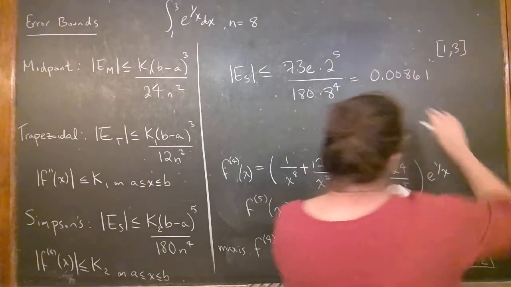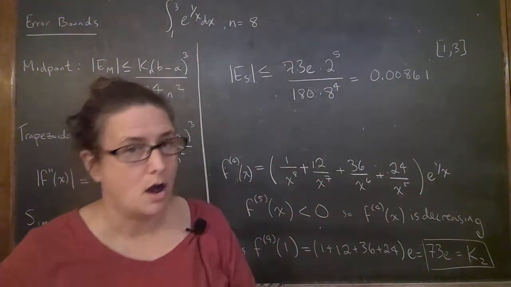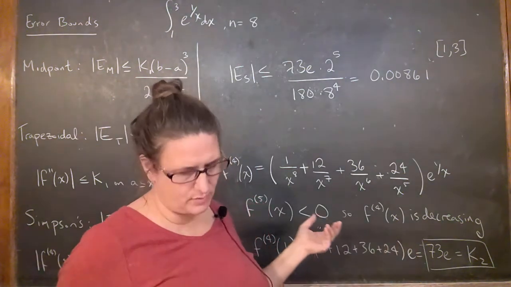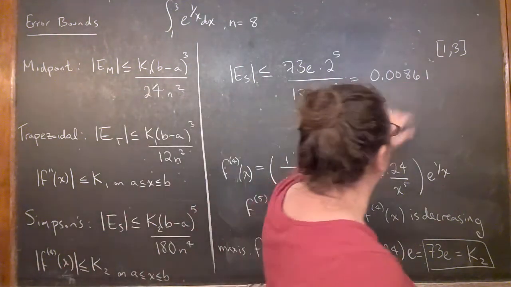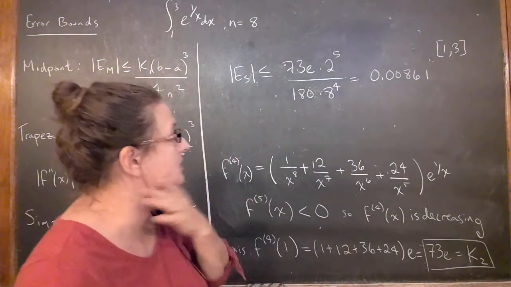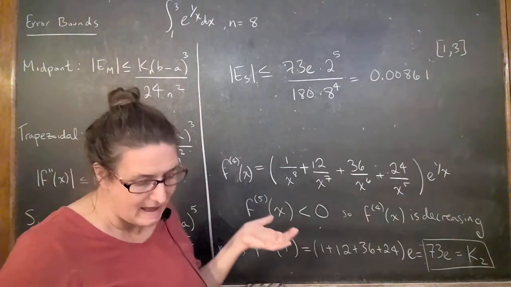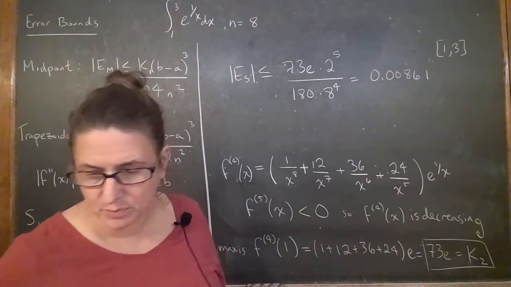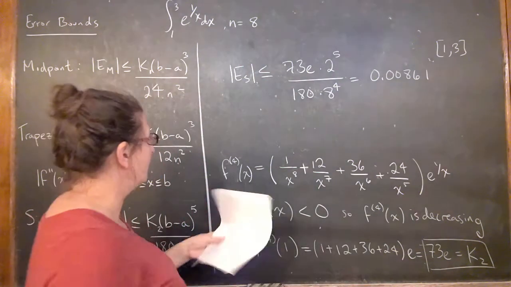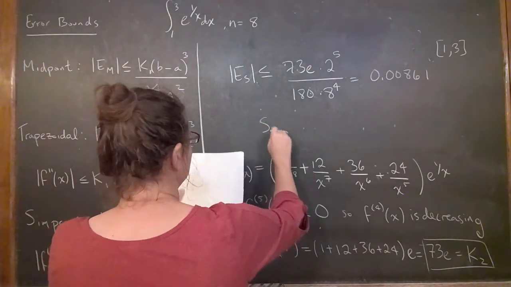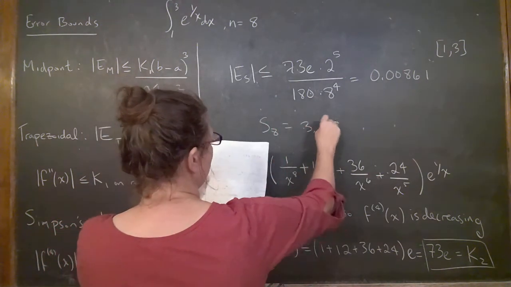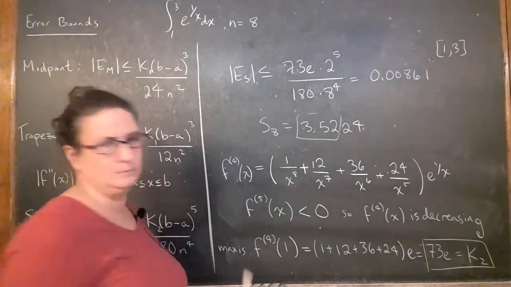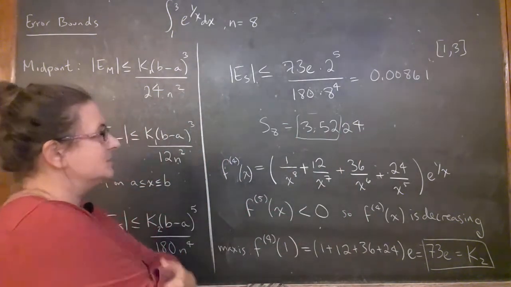0.00861. So you see we got another, our other ones were 0.08 or 0.04. So we have another decimal spot here. We got another significant digit. So that is really good. At least we can say what we had worked out in the previous video for our S8. We had 3.5224. So at least we got the 3.52 going there. We know that that is right.